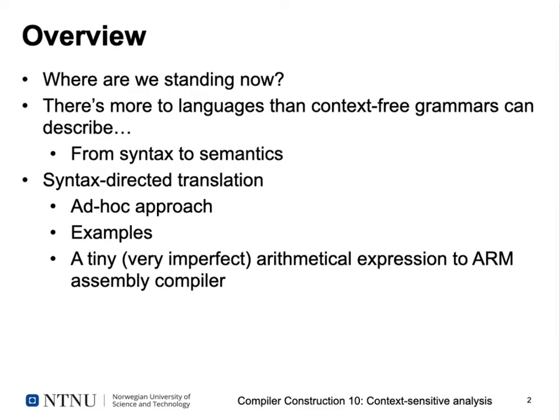So first we'll take a quick overview to see where we are standing now. You've seen we are developing our compiler more or less from front to back. Which steps have we already more or less completed or talked about? Which steps do we need to take next? And then we'll talk about things that context-free grammars cannot actually describe. So we're taking the step from the syntax of a language to the semantics, so the meaning of a language or a program expressed in that language.